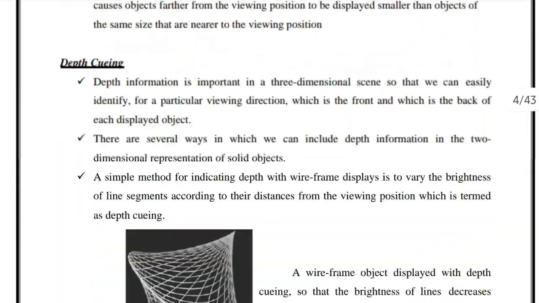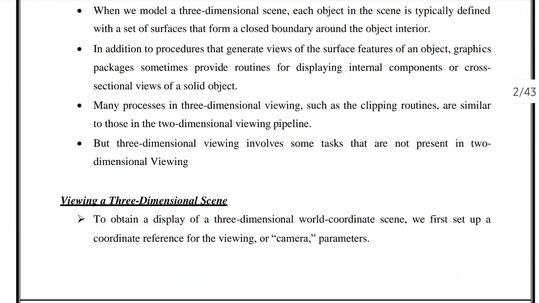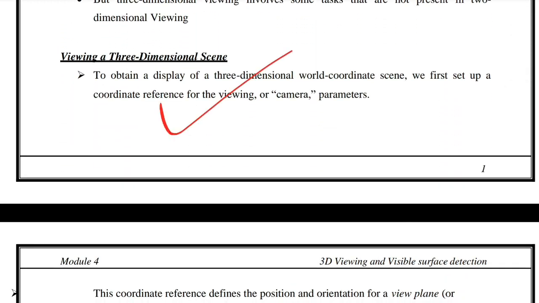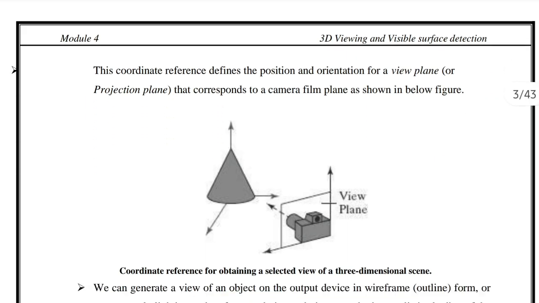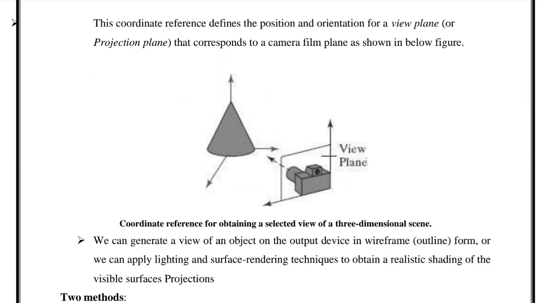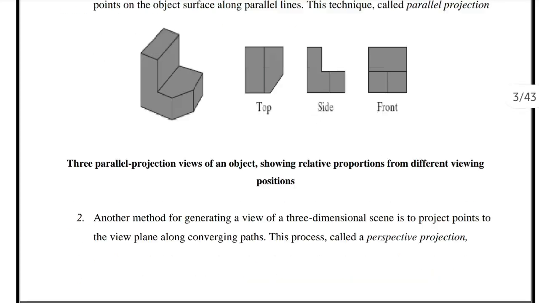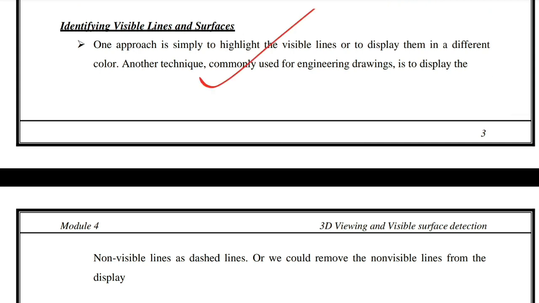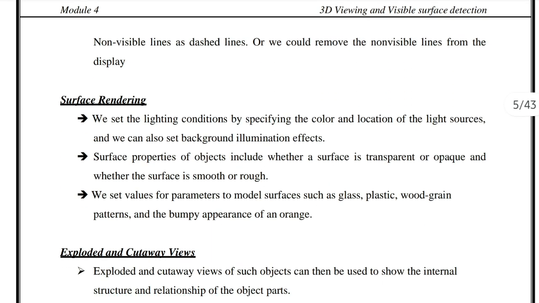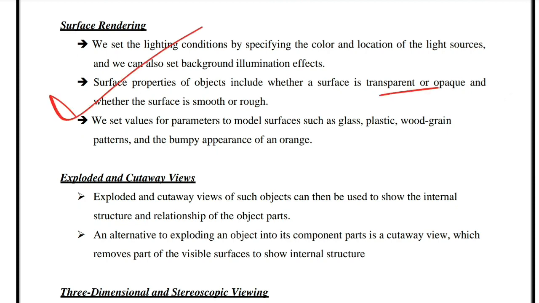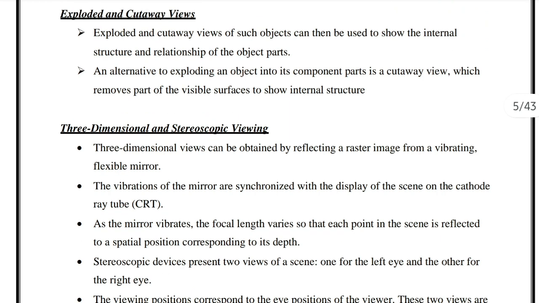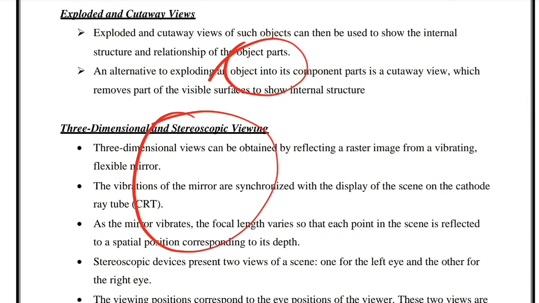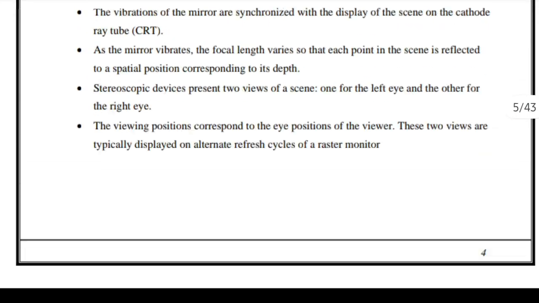So what did you understand from the first topic? If they ask you a question like explain the 3D viewing concepts, what are the concepts you need to explain? First, 3D viewing means viewing an object in 3D space, and you will be setting up the object here. You will be defining a plane, you will be capturing the object using a camera which is already defined, like where you will be keeping the camera. There are two methods of capturing, the parallel method and the perspective method. Depth is defined by the wireframing methods. And identifying the visible lines and surfaces, the front line should be visible, the back line should be dashed or invisible. Surface rendering, if the surface is transparent or opaque, smooth or rough. And exploded and cutaway views mean the cross-sectional views, and this is the stereoscopic view for looking at what is inside the object. And that's all that is there in the first topic.